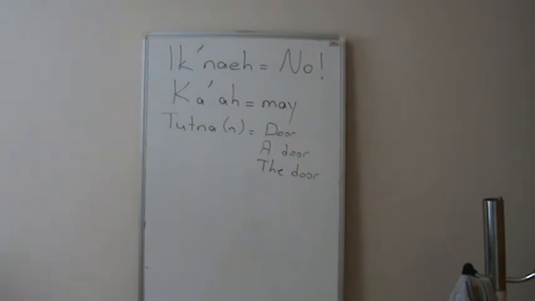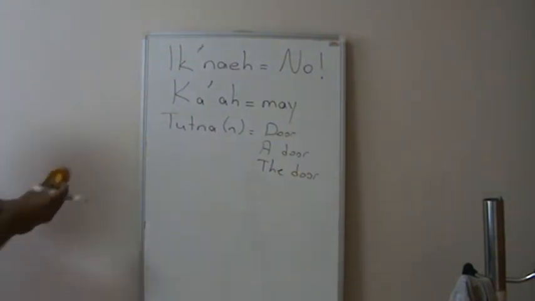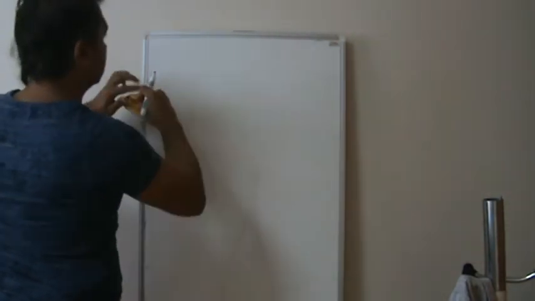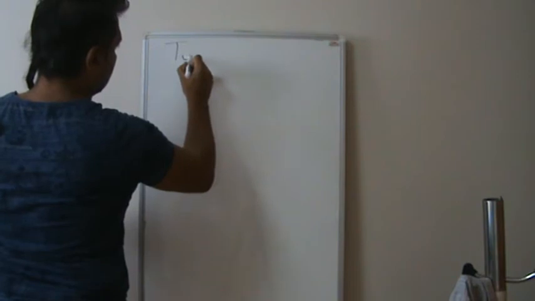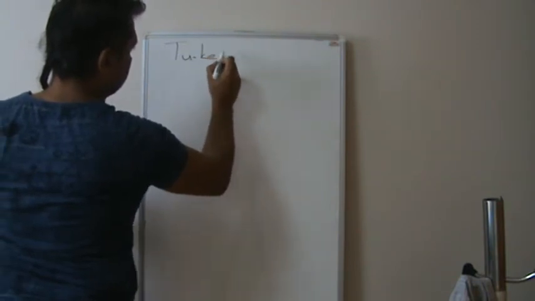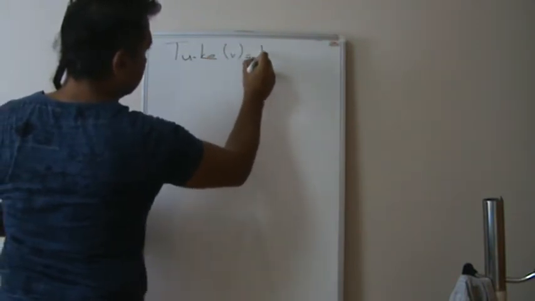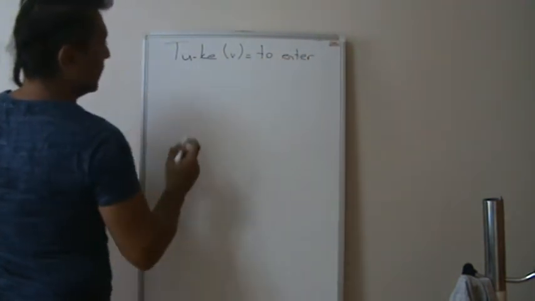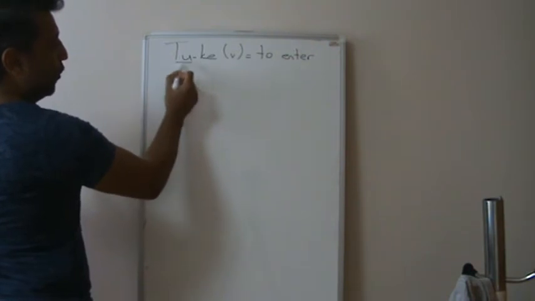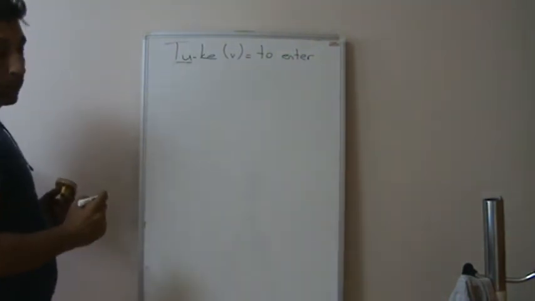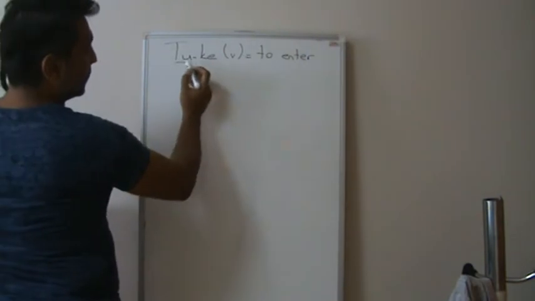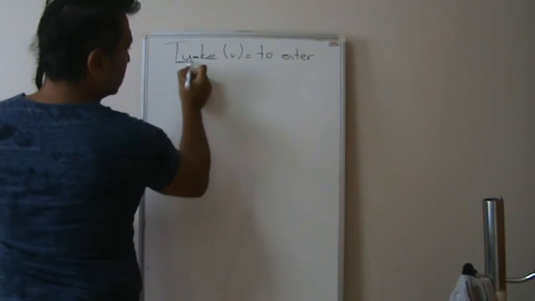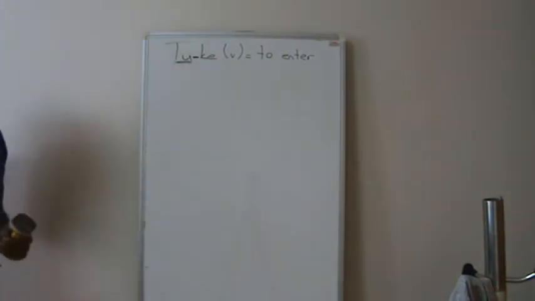For example, tuke. Tuke means to enter. It's a verb. To enter. Tu is the verb root, and when it means to enter, the verb root is tu.